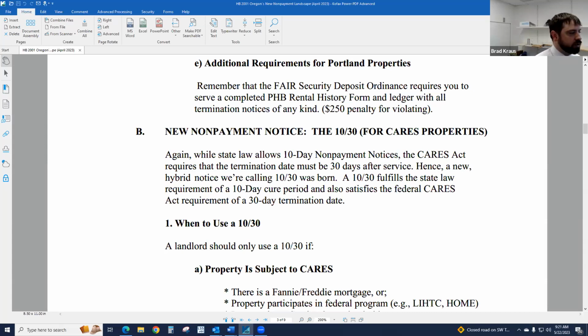Jerry had a question here. It says, please define Portland properties. Is that county specific or city only? So that is city of Portland only, but the thing to remember with respect to city of Portland is Portland has some unincorporated parts of the city that are not subject to the Portland ordinance.